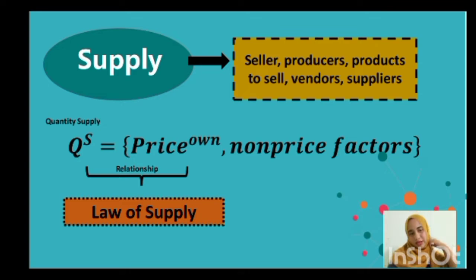For example, with a medicine, if the quantity supply is increasing, then the price will also increase. I mean, a price increase must also come with a quantity supply that increases. But the non-price factors like availability and technology are constant. We will talk about the non-price factors later on the next slide.